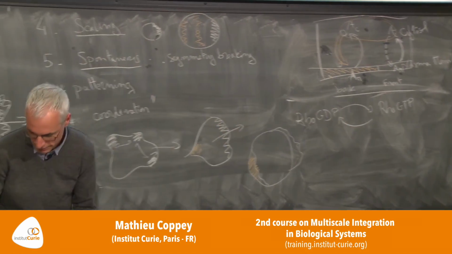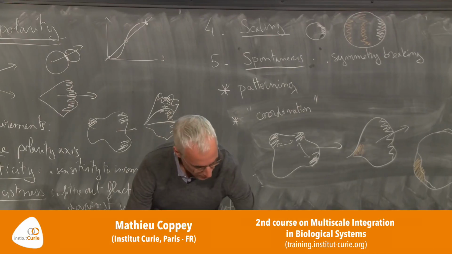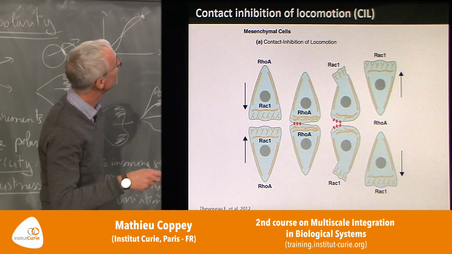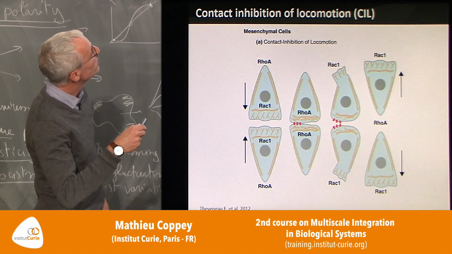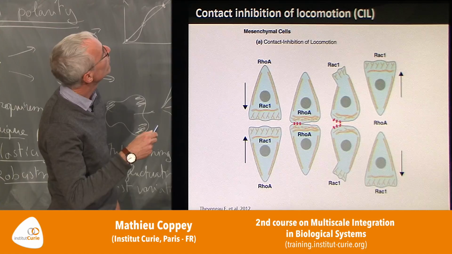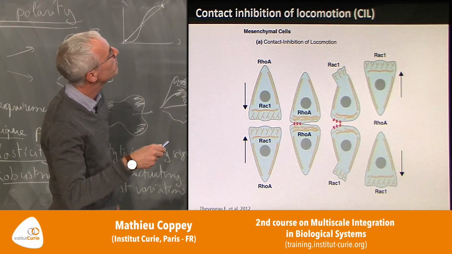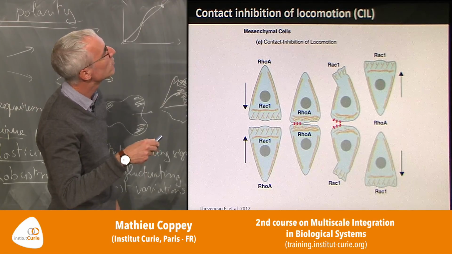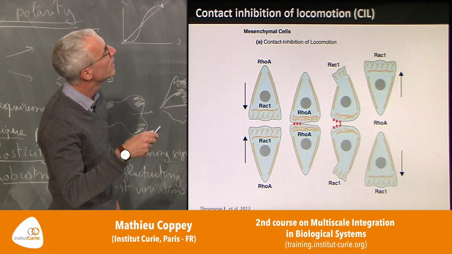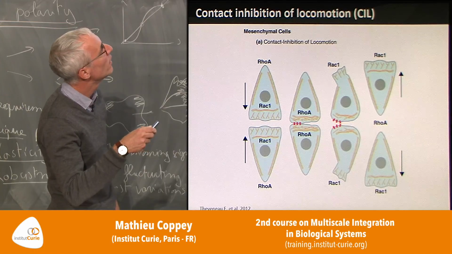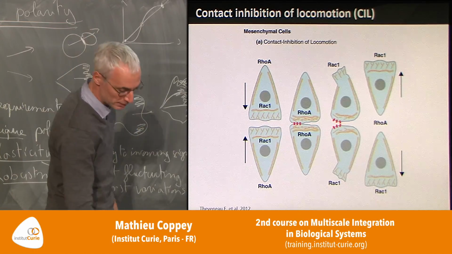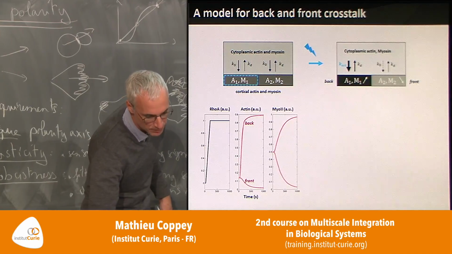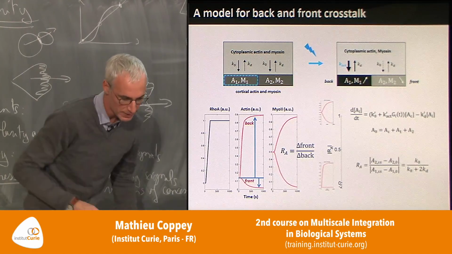I will just show you that. Just to show you the biological relevance, this also happens when two cells collide. This is called contact inhibition of locomotion. The two cells collide and they tend to repel each other. And this is based on local activation of RhoA at the site of contact, and at exactly the same time, a formation of a protrusion on the other side here.